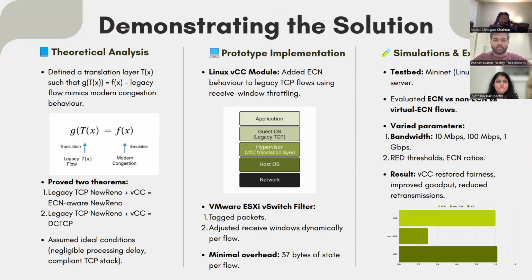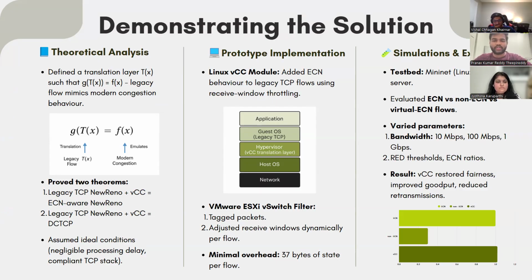Now, coming to demonstrating the solution, let's shift focus to how the authors validated their solution, that is, the virtualized congestion control. They did this on two key fronts: first theoretically, and then with a prototype implementation. Coming to the theoretical part, they defined a transformation function, T of x, that intercepts legacy TCP flows and reshapes them to act like modern ECN flows.